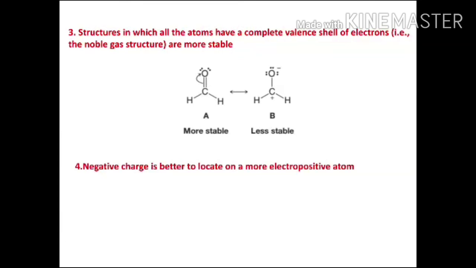Finally, negative charge. If you have a charge separation, then the negative charge is more preferable on the more electronegative atom, not the electropositive atom. For example, you can have a keto-enol form. In the first structure you have a negative charge on oxygen, in the second structure a negative charge on carbon. We know that oxygen is more stable, so the first structure is more stable and closer to your resonance hybrid. These are some empirical rules for predicting the more stable canonical form.